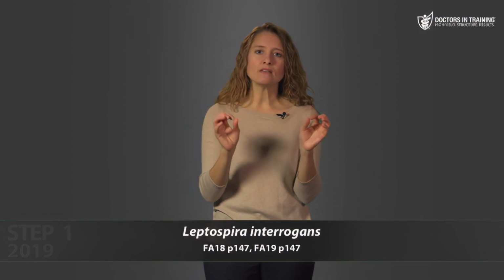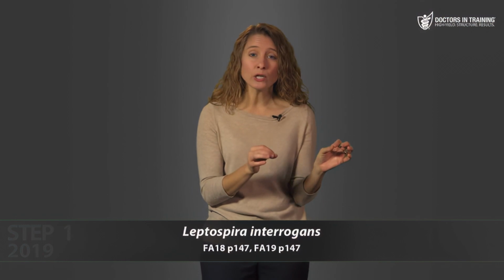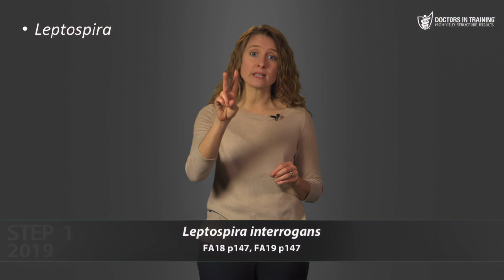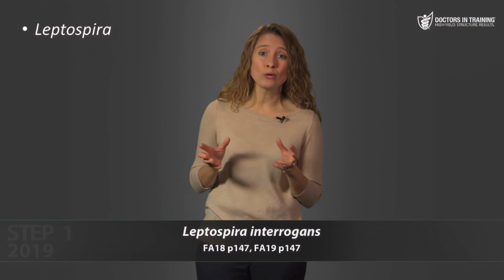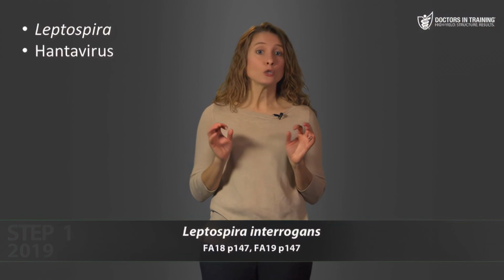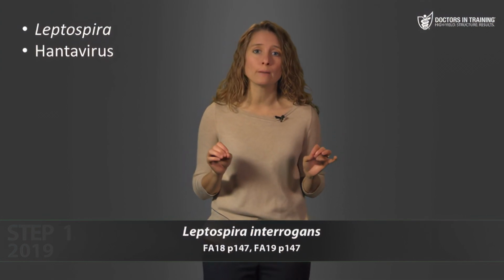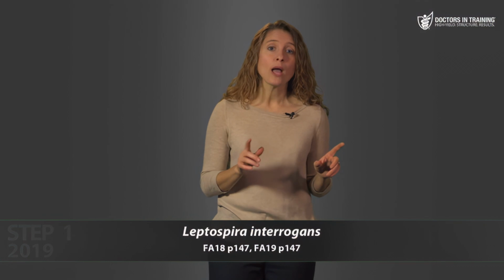Okay, now if you see an infection associated with animal urine on your test, I want you to think of two types of infections. The first one is Leptospira, and the second one, which is associated with rodent urine, is hantavirus. So remember those two. Leptospirosis and hantavirus infection are both associated with urine.